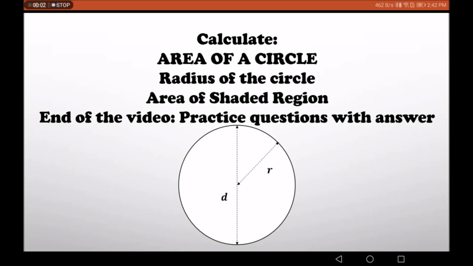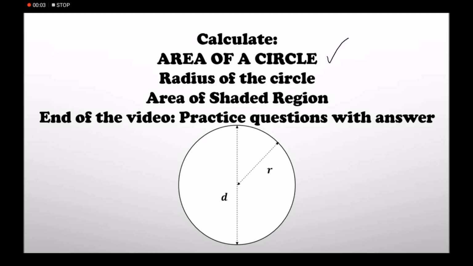For this video, we are going to cover area of a circle, radius of the circle, area of the shaded region, and at the end of the video, we'll have practice questions with answers.